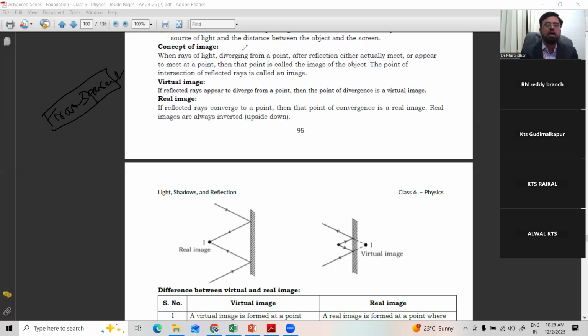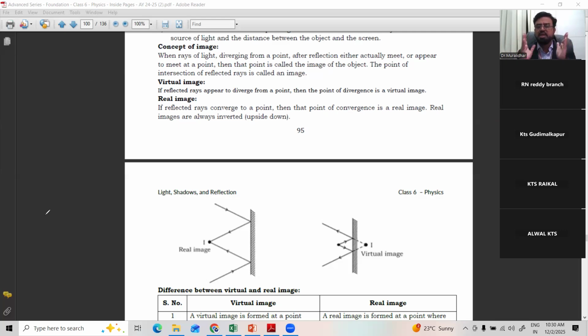See here. When rays of light diverging from a point, after reflection, either actually meet or appear to meet, then this point is called an image. So whenever light passes through, it may be diverging or converging, and the rays meet at one point, or they appear to meet. Then only you can get the images. The point of intersection of reflected rays is called the image. Where all these beams of light go and meet, where they are intersecting, such a point is called an image.